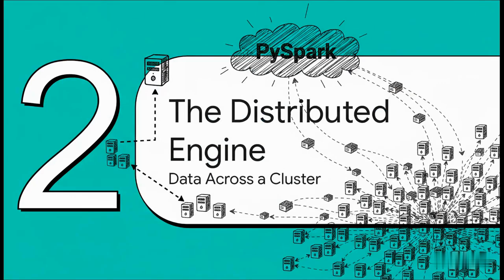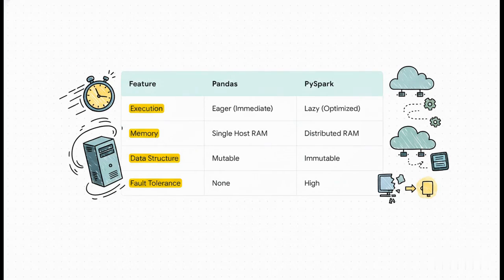So, if pandas hits a wall, what's on the other side? Well, that's where PySpark comes in. It's an engine that was built from the ground up not for one computer, but for a whole fleet of them working together. And when you put them side by side, wow, you can really see just how different their DNA is. Pandas is eager. It runs a command the second you type it. PySpark is lazy. It plans things out first.